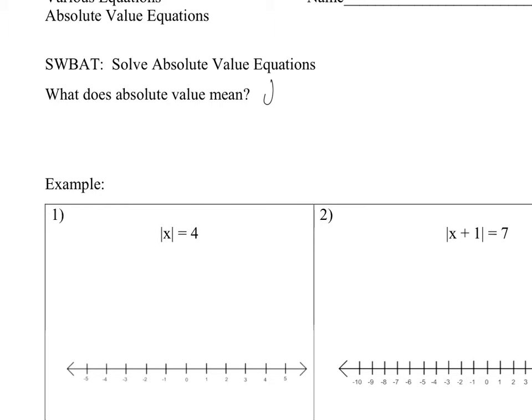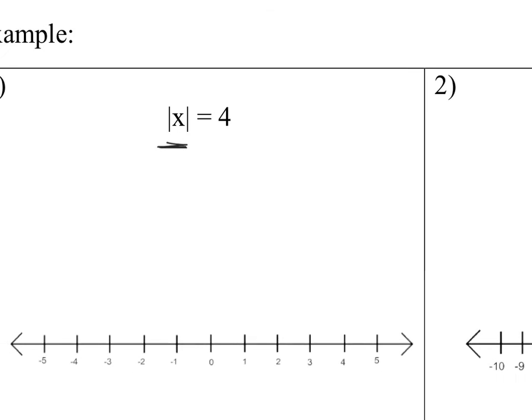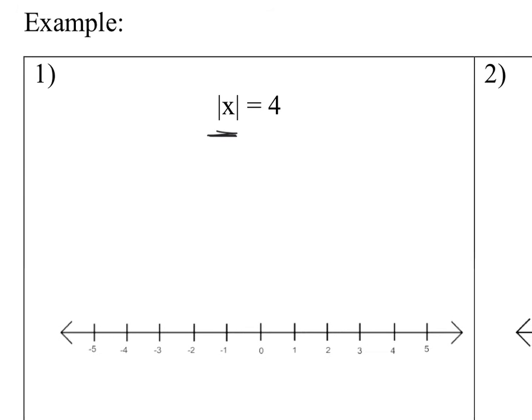Absolute value means the distance an object is from 0. So how far away are you from 0? That's what absolute value means. So this says right here, the absolute value of x is equal to 4. So it's saying what values, remember x is just like what values, have a distance from 0 that's 4.